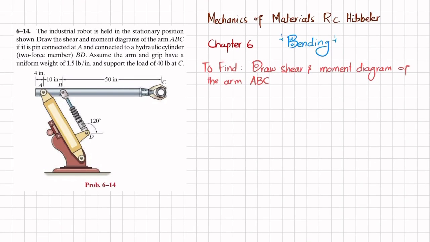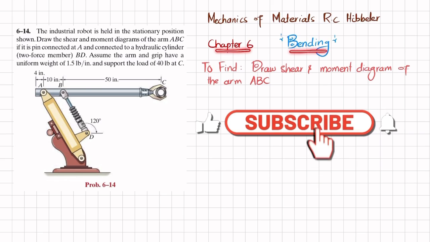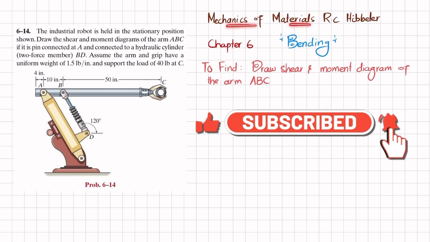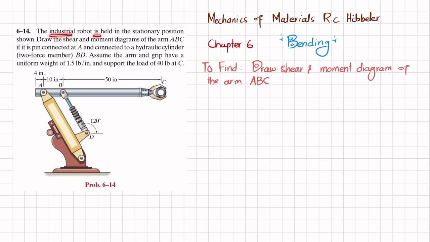Welcome back. Problem 6-14. This problem is taken from chapter number 6, that is bending, and the book name is Mechanics of Materials by R.C. Hibbeler. The statement is: the industrial robot is held in the stationary position shown. Draw the shear and moment diagram of the arm ABC if it is pin connected at A and connected to a hydraulic cylinder, which is a two force member BD.